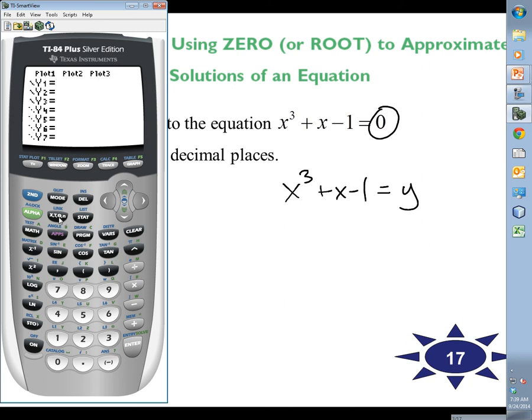All right, so let's start here. X cubed, so x caret 3 for x cubed, plus x minus 1. That's our graph. Remember, we're going to go to our window, make sure we have a good starting window, negative 10 to 10, and then we're going to graph. And here we go. See, it turns over right there. And we're looking for the place where the y is 0. So that's right here. Where does it cross the x-axis? That's our 0.